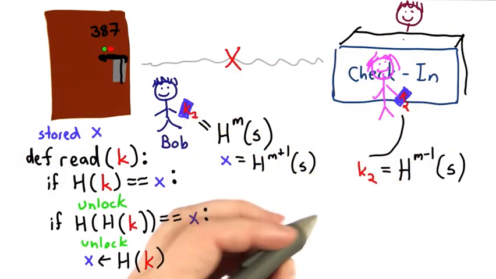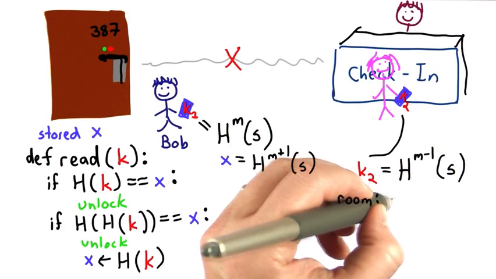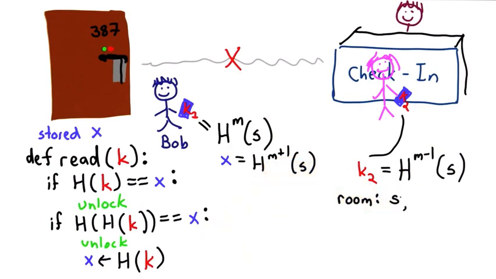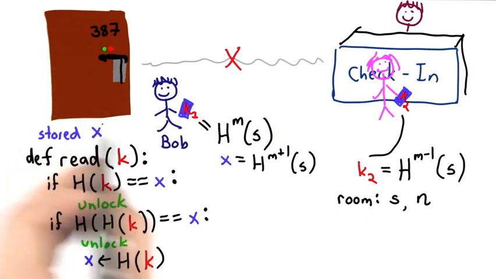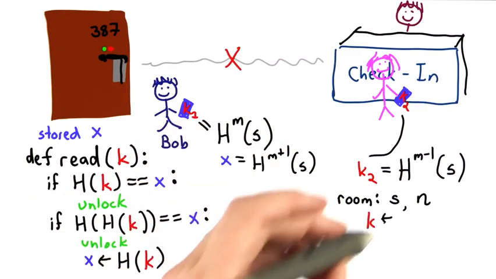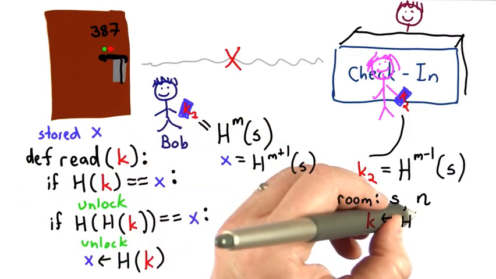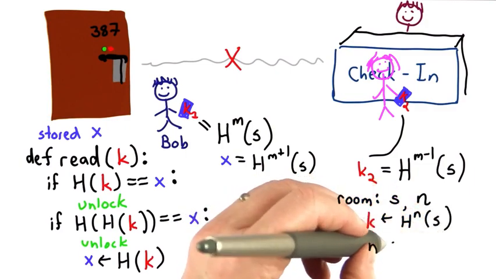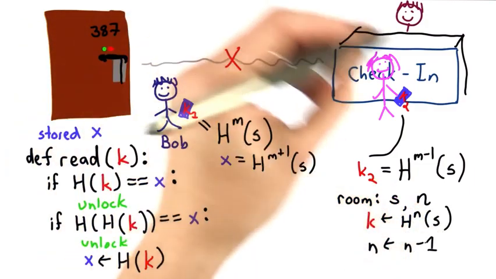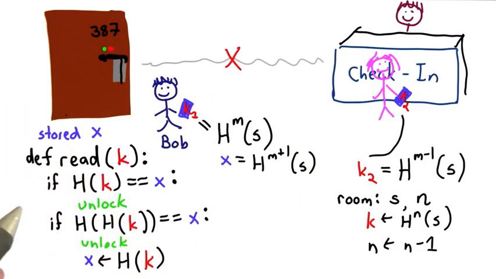What the check-in desk needs to do is keep track of some secret, and keep track of the number of the guest. The initial value stored as x needs to be set. But once those are done, there's no coordination needed. Every time a new guest arrives, they'll be given a key, which is the result of hashing n times starting from s, and the value of n would be decreased by 1. So this is our design for allowing secure doors with a sequence of users.